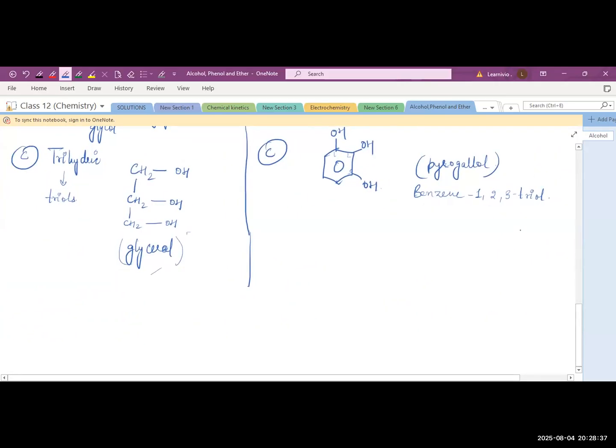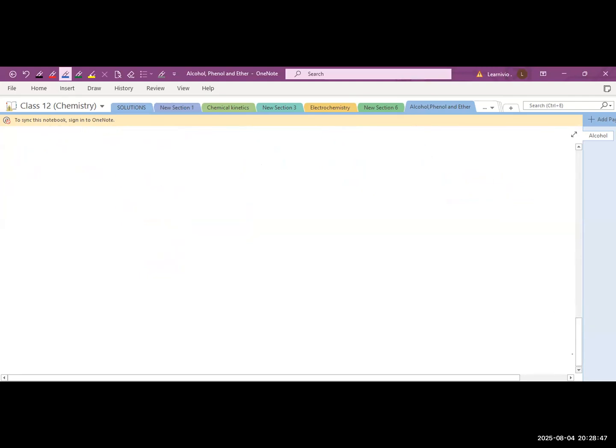Now the next, let's see, other than this polyhydric, like more than one is known as polyhydric. So more than one OH group is attached, then it is known as polyhydric. Now the next is your monohydric classification.